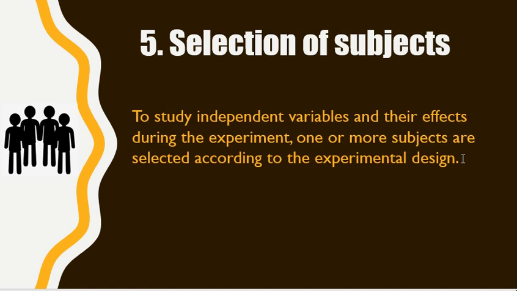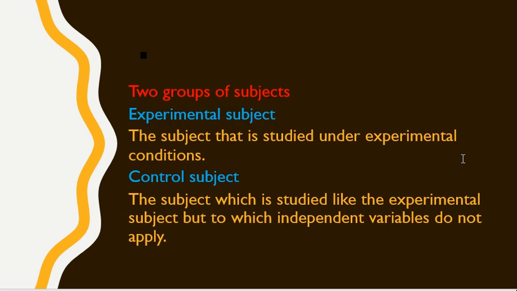Generally, there are two groups of subjects: experimental subjects and control subjects. What is an experimental subject? The subject that is studied under experimental conditions is called an experimental subject. By relating the variables, we can say that independent variables apply to this group. We apply independent variables to the experimental subjects.